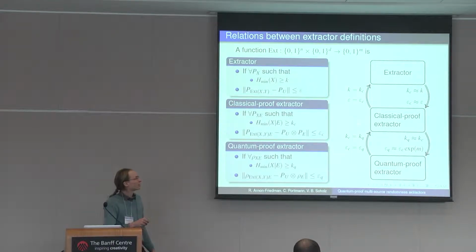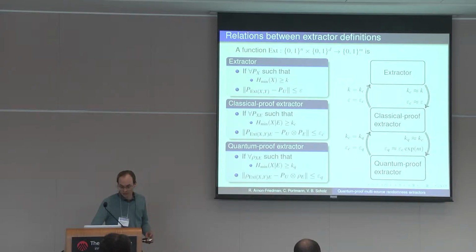But when we want to go from a classical proof extractor to a quantum proof extractor, the best bound we have at the moment is that there's some exponential loss in the error, which is exponential in M in the output. There are different bounds where you have something exponential in other parameters, but I need this one for the rest of the talk. So we have this exponential bound, and it's actually still unknown whether this is tight or not, because we don't have any examples of classical proof extractors which fail with this huge error in the case of quantum side information. So we don't know yet if this is tight, but this is the best bound we have at the moment.